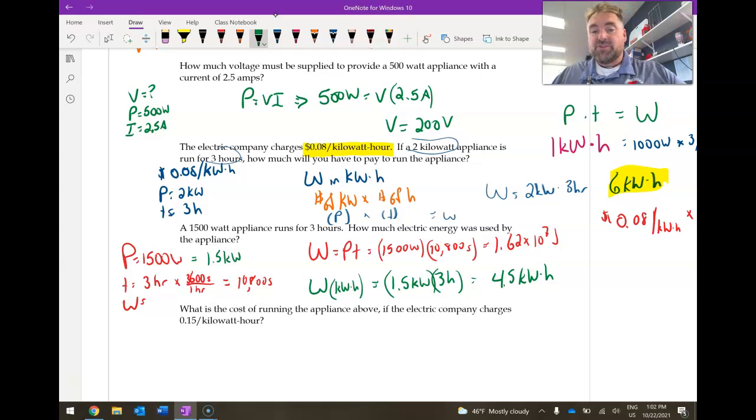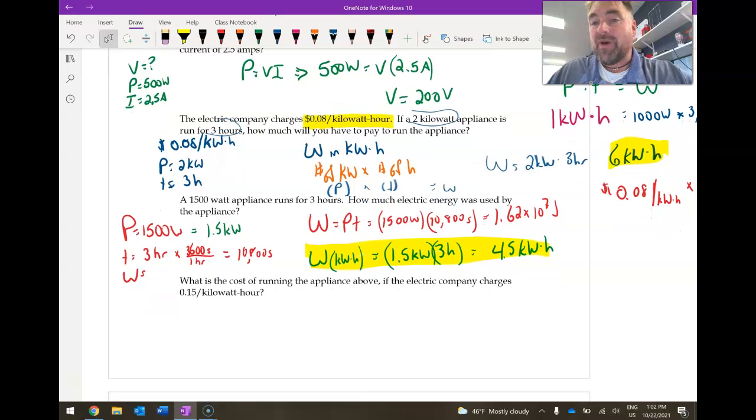The reason why I did the second one is because I peeked and I saw the next question. What's the cost of running the appliance above if the electric company charges you 15 cents per kilowatt hour? So for that, I want my electrical energy in kilowatt hours. And so I've got that it's going to cost me 15 cents, 0.15 per kilowatt hour. And I know I've got 4.5 kilowatt hours.